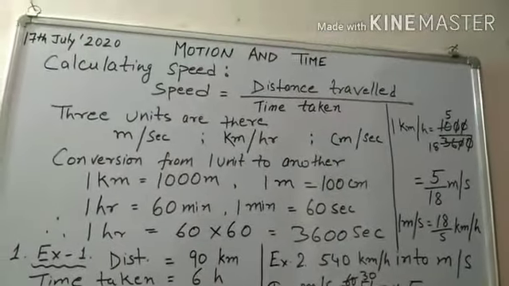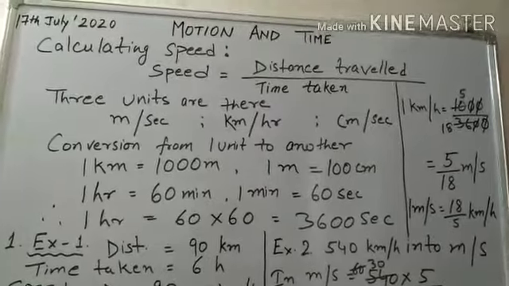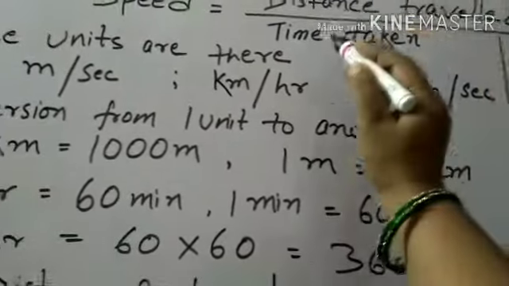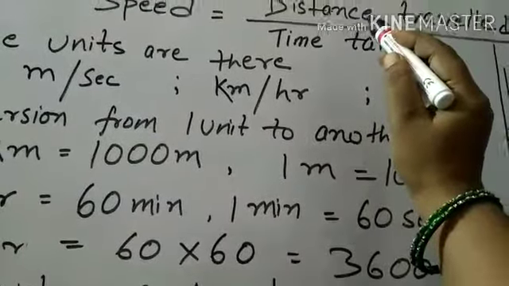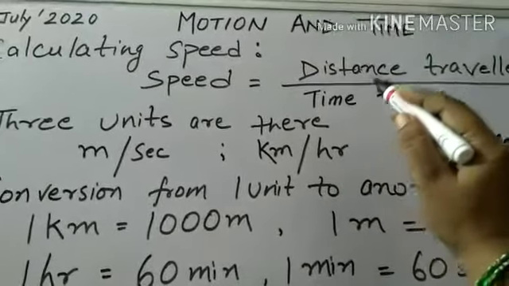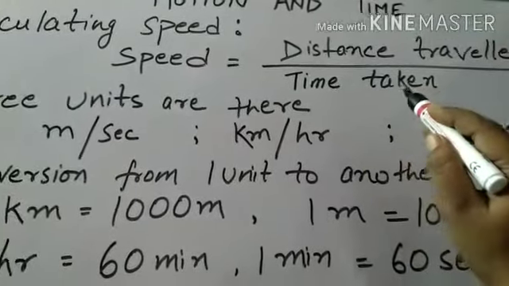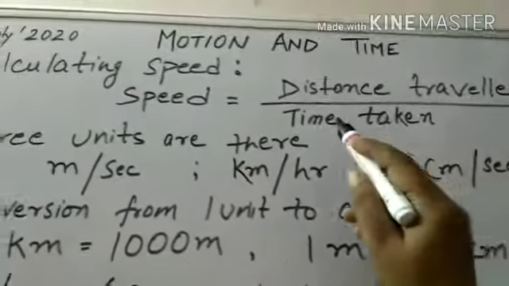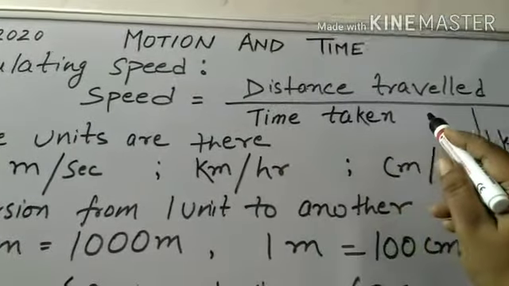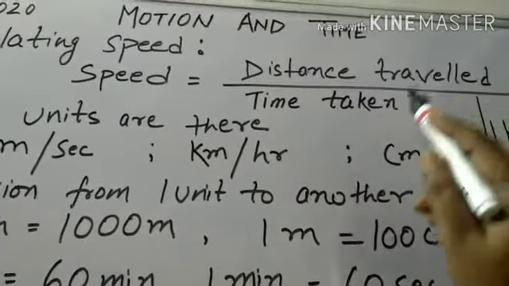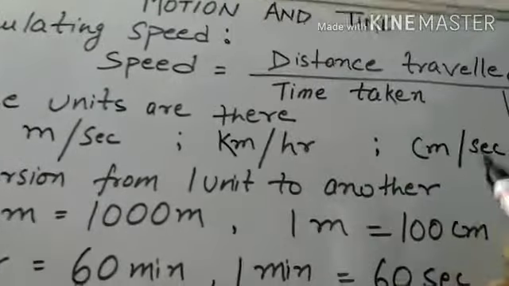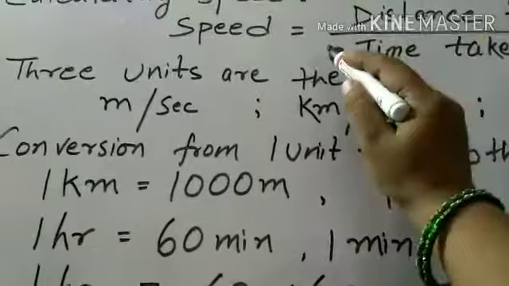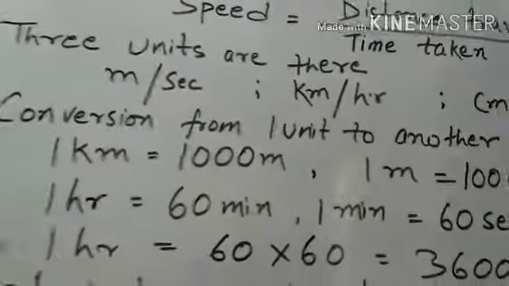So, how will we calculate the speed? Speed is equal to distance traveled by time taken. For any vehicle or anyone which is moving, how much distance is traveled by them, and how much time it takes to complete or cover that distance. That is speed. So speed is equal to distance by time.